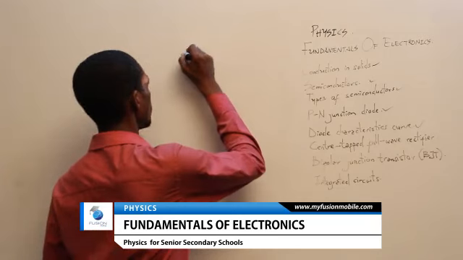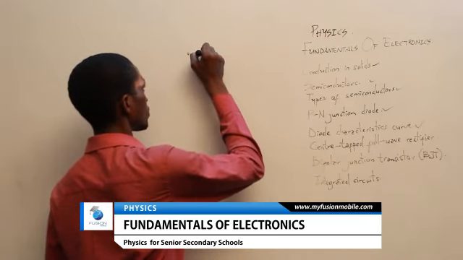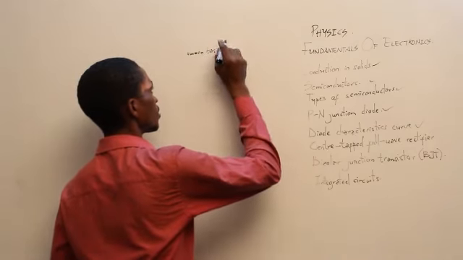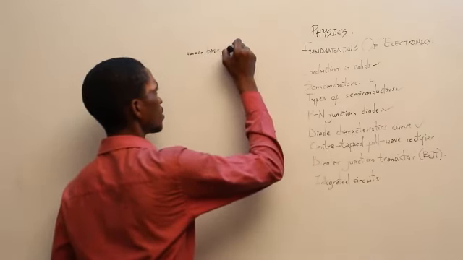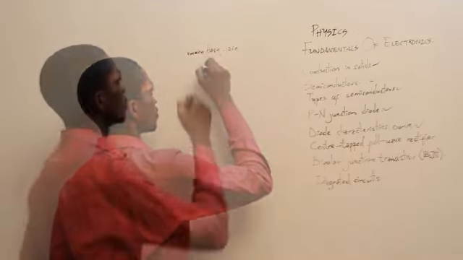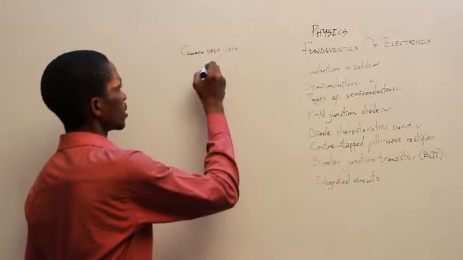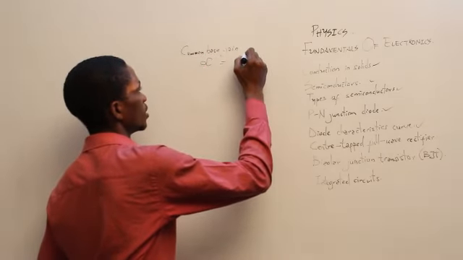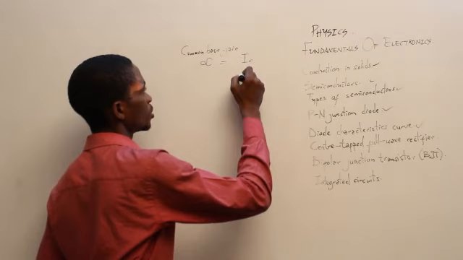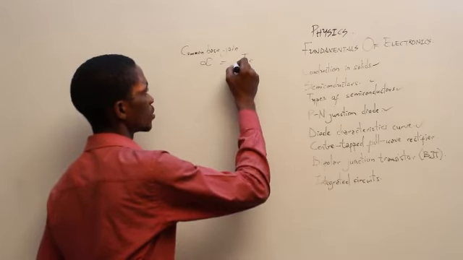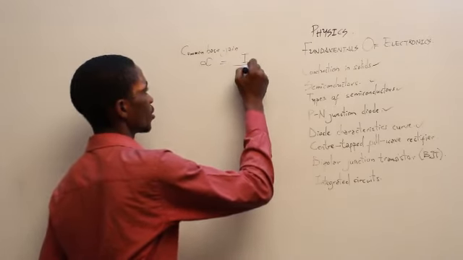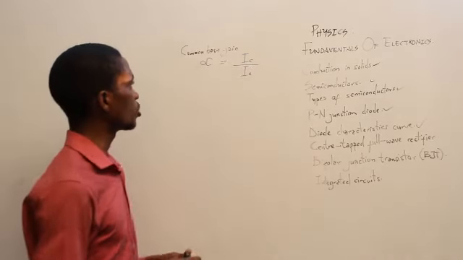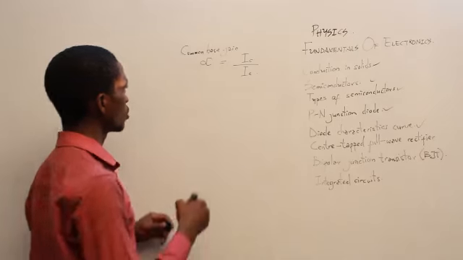The common base gain, known as alpha, can be calculated as the current through the collector divided by the current through the emitter. The current through the collector divided by the current through the emitter.